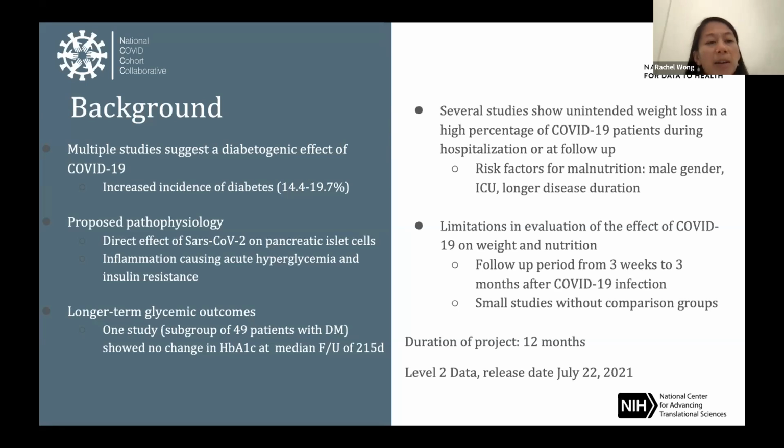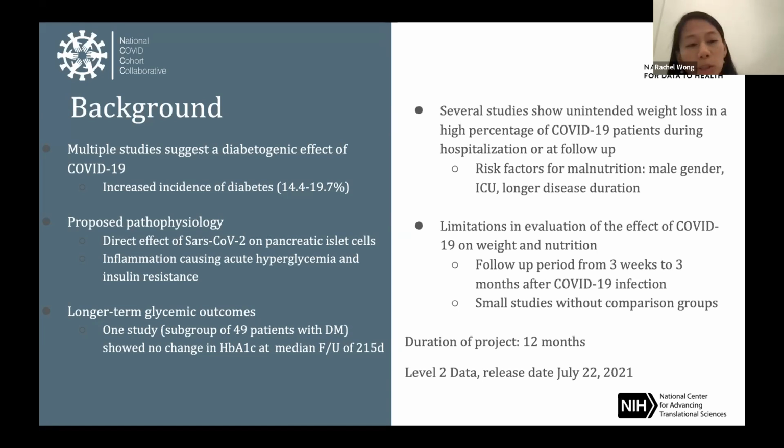The background on this: there are multiple studies that suggest that there's a diabetogenic effect of COVID-19. Some of them show increased incidence of diabetes, anywhere from a pooled prevalence of 14 to almost 20%. That's actually large, given the number of patients who have COVID and the burden that diabetes has on the healthcare system and our patients. That could potentially be a lot of patients.